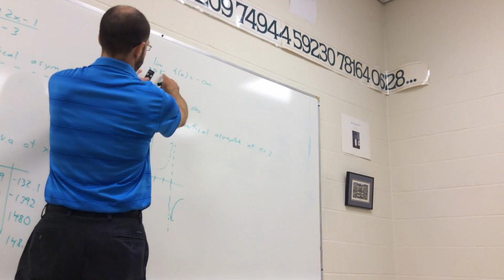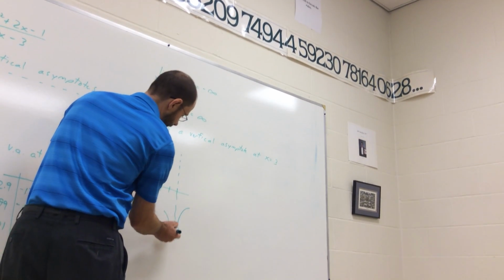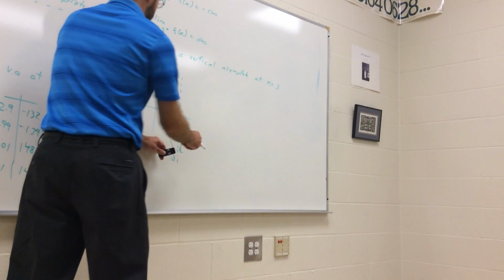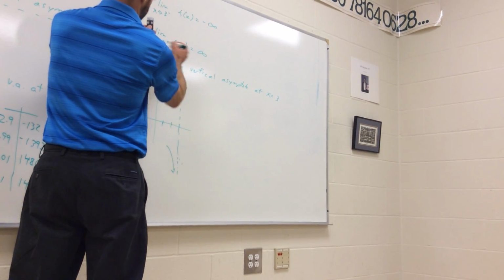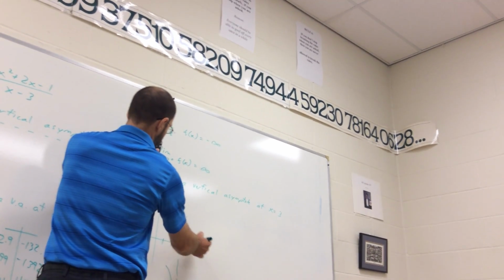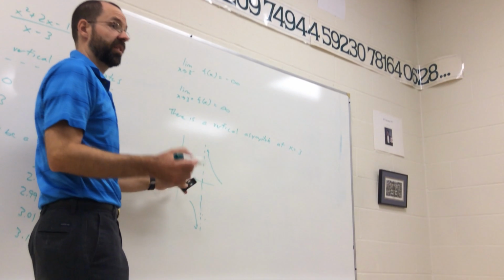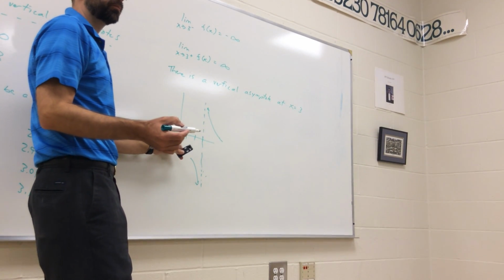Actually, I think I got this backwards from the left on this one. It's going to negative infinity, right? And from the right, from the 3.1 and the 3.01, it's going to positive infinity. And so it has to do with what the graph looks like. Good question.